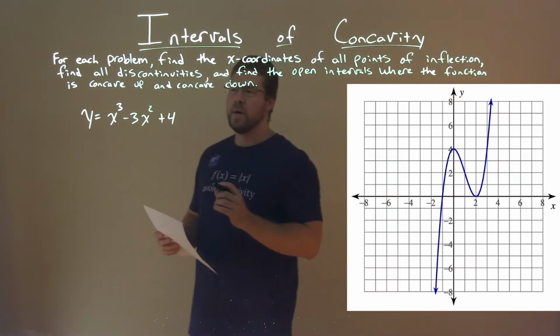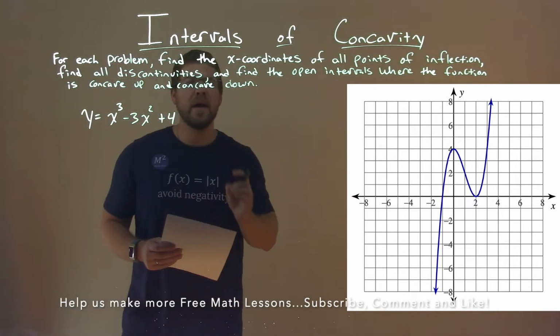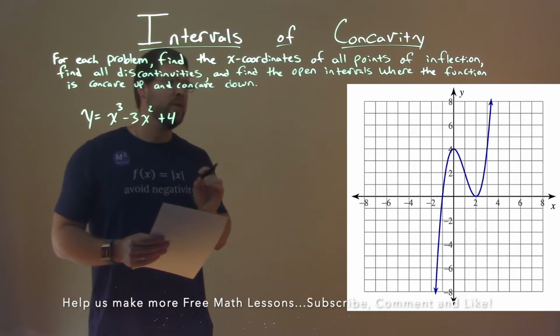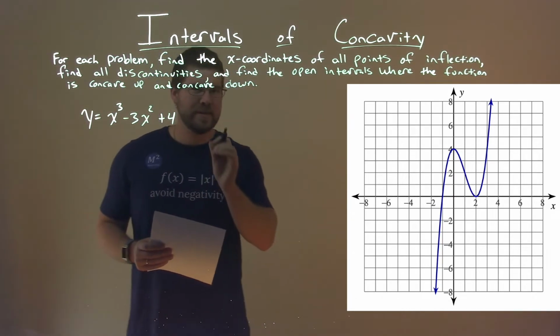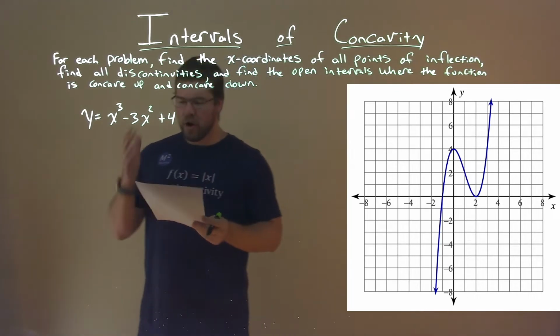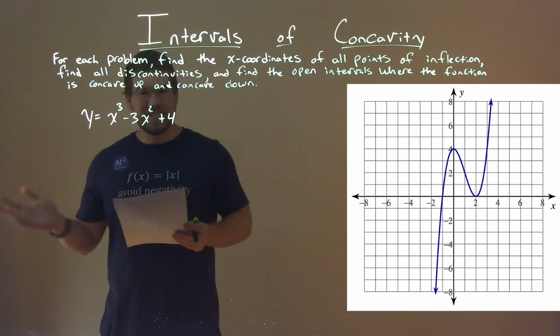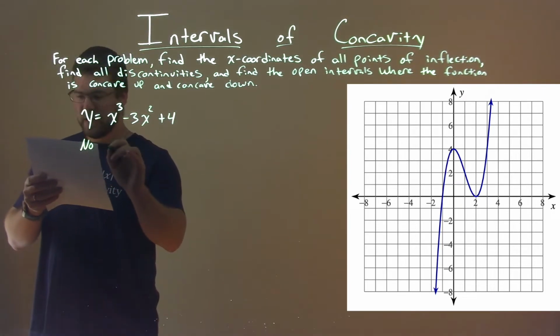We're given this problem right here, y equals x to the third power minus 3x squared plus 4, and we want to find the x-coordinates of all the points of inflection, the discontinuities, and the intervals where the function is concave up and concave down. Now we have our polynomial function here, and it really is continuous everywhere. So right off the bat we can say no discontinuities.